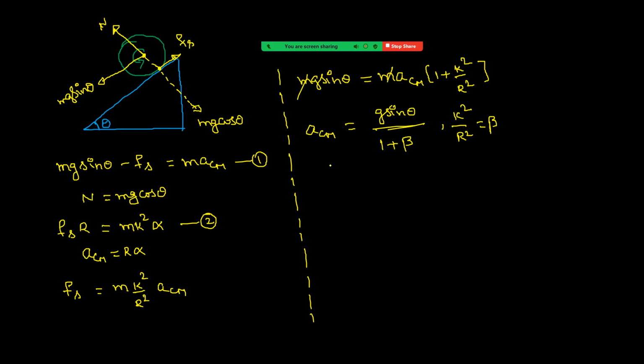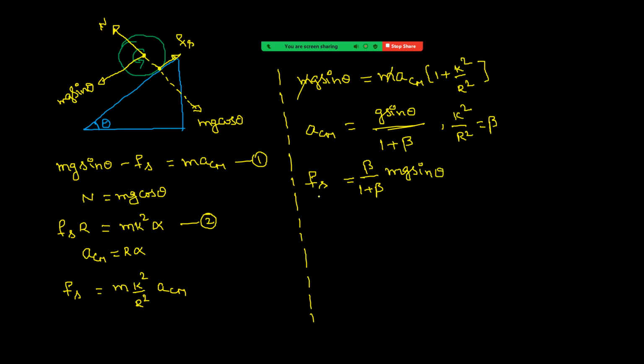Once we know that, we can find the static friction by substituting it in place of a_CM, with k squared by r squared as beta. See carefully: static friction is equal to m times beta upon 1 plus beta, times g sin theta, that is mg sin theta.